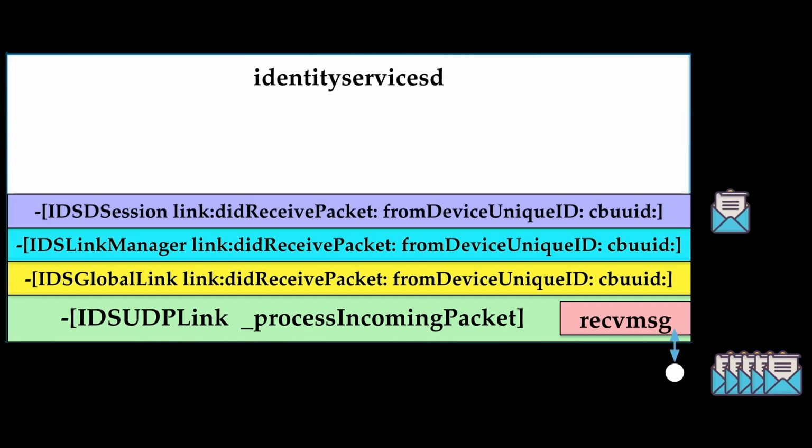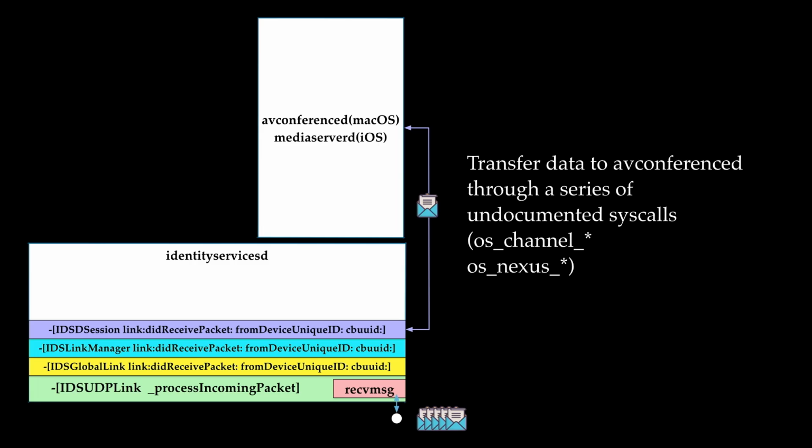And the IDS link manager will pass the data to its delegate class called IDS session. This class IDS session will transfer data to AV Conference D through a series of undocumented system calls, which are the OS channel or OS Nexus families.